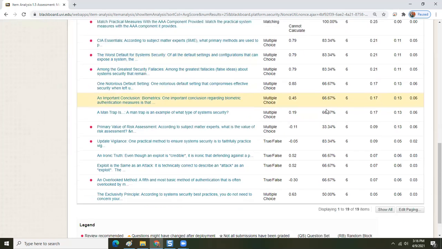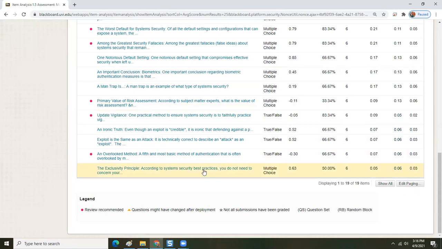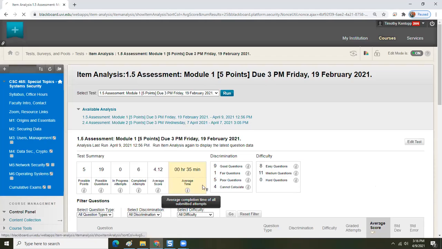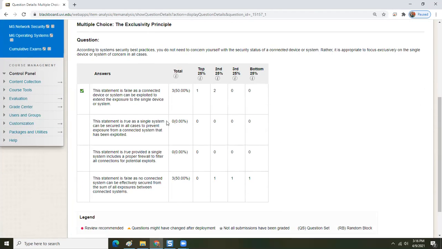Toward the bottom of this listing is where we're going to focus. We had a multiple choice question where the average score was 0.05 out of a possible 1/4 of a point, 0.25. It says, according to systems security practices, you do not need to concern yourself with the security status of a connected device or system. Rather, it is appropriate to focus exclusively on the single device or system of concern in all cases. There are 4 answer choices. The correct one: this statement is false, as a connected device or system can be exploited to extend the exposure to the single device or system.